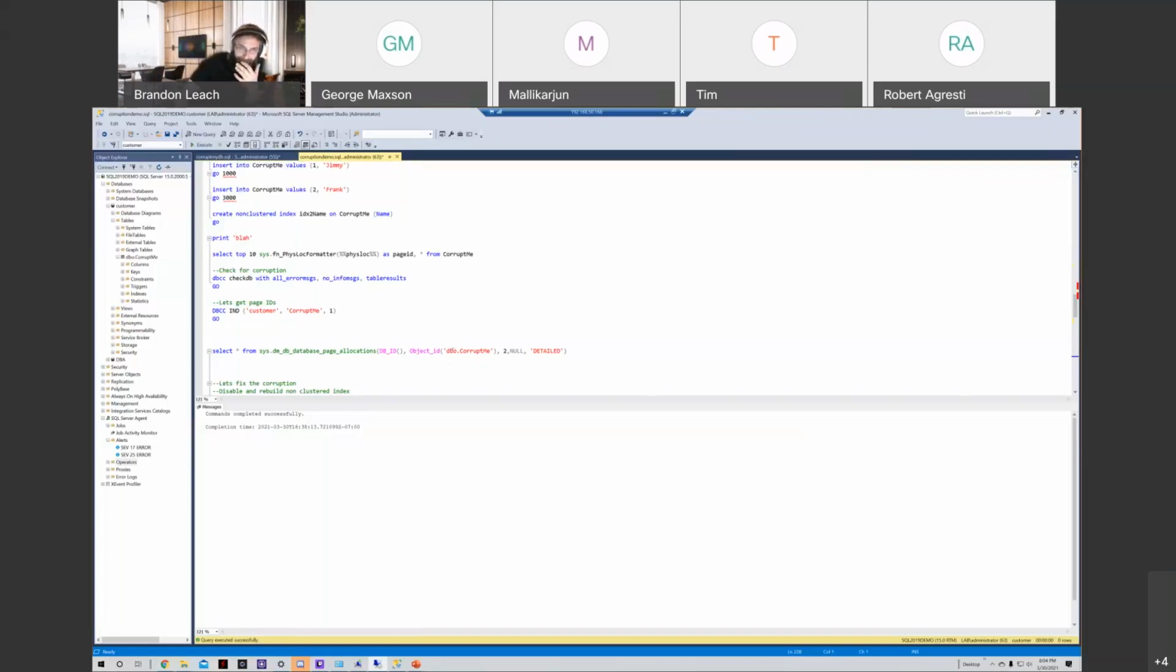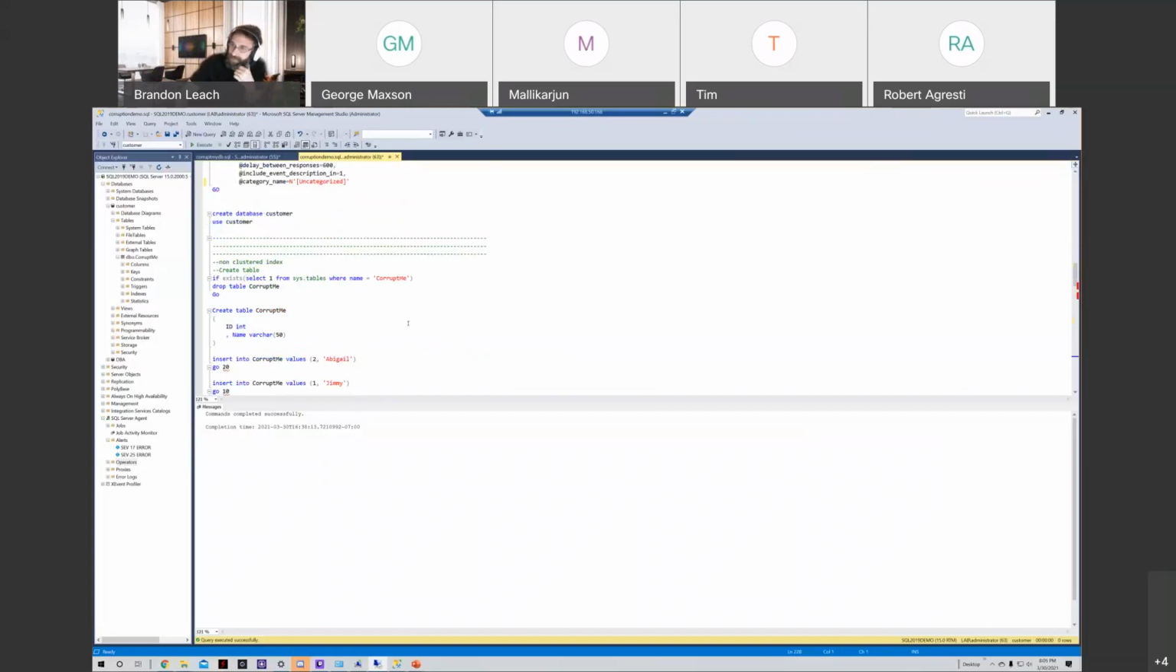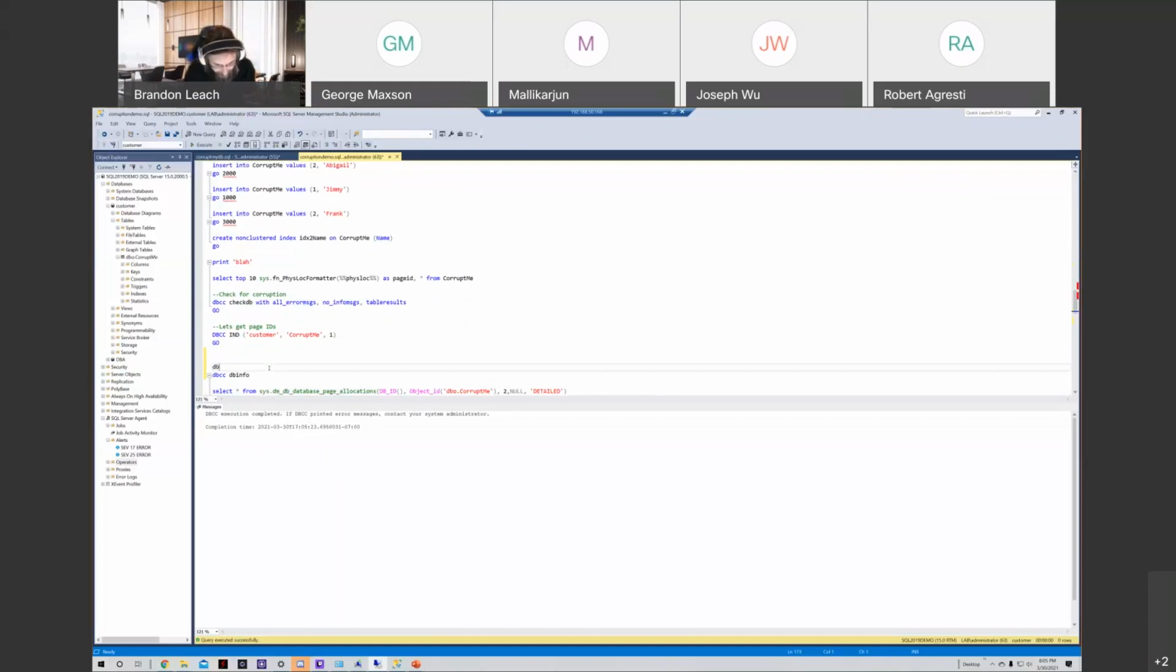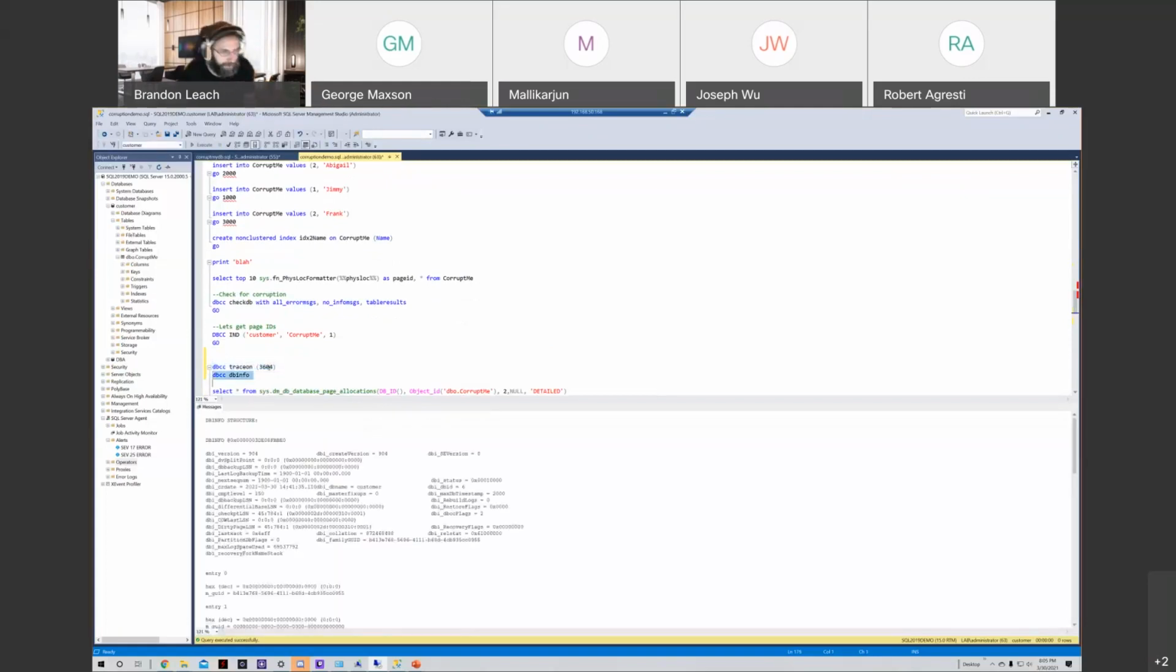I briefly mentioned this. Is anyone here familiar with the boot page in SQL Server? All right. So let me do this. What is that? Is that DB info? Ah, yes. Sorry, I had to turn a trace on. Three, 6, 0. There we go.